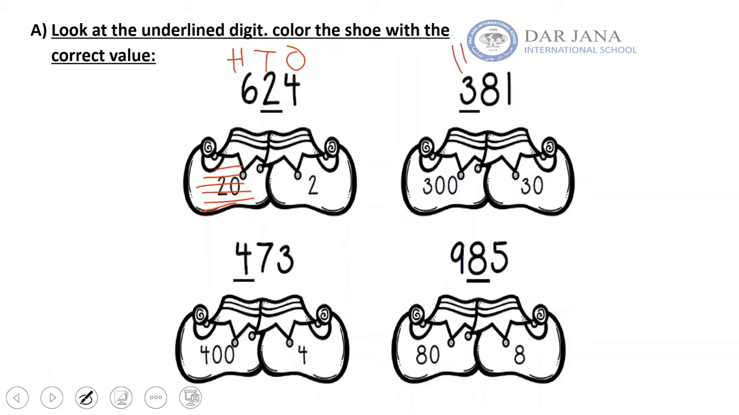381. Let's put hundreds, tens, and ones. The underlined digit here is 3. 3 is under the family of the hundreds. Very good. It's under the family of the hundreds. What's the value of the 3? I know that hundreds are 3-digit numbers, right? So is it 300 or 30? What do you think? Yes, it's 300. The value of the 3 here is 300.